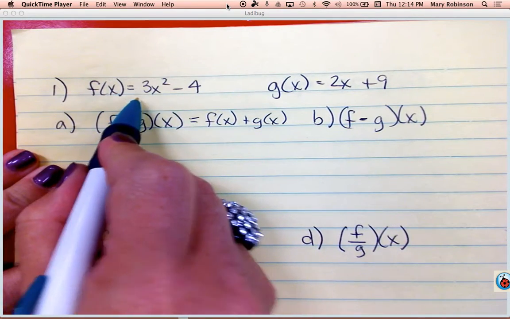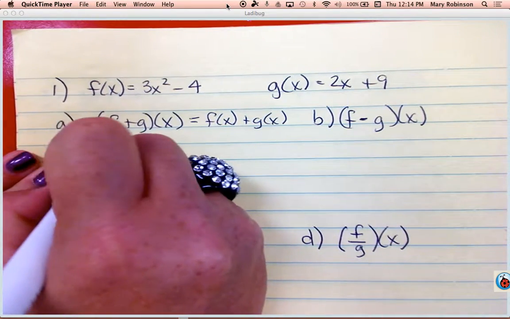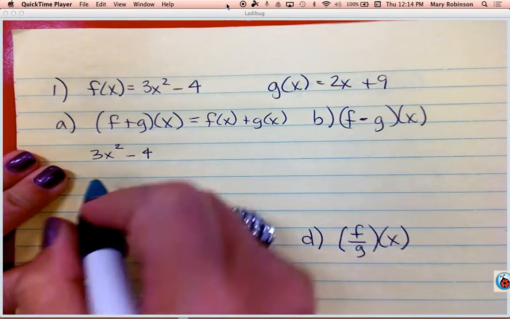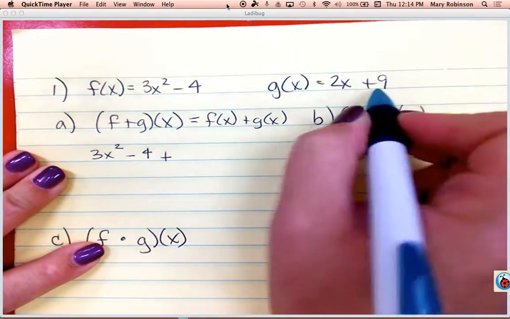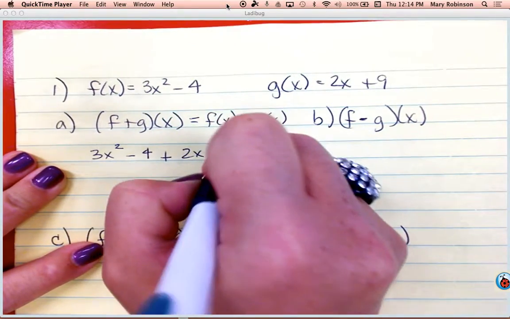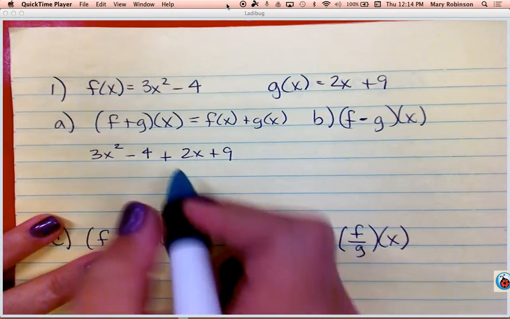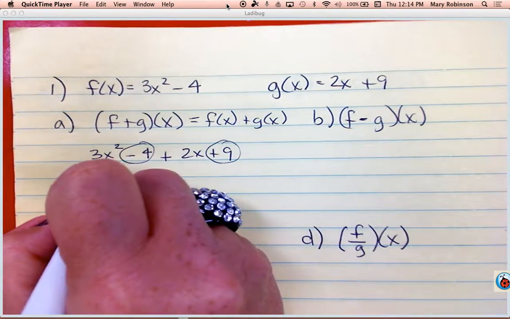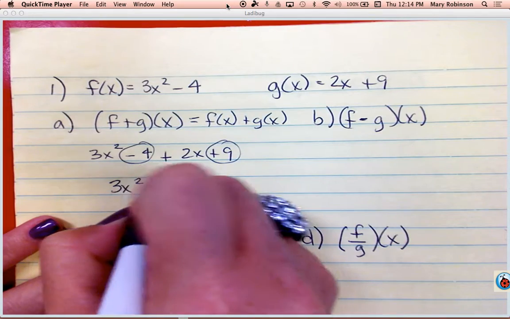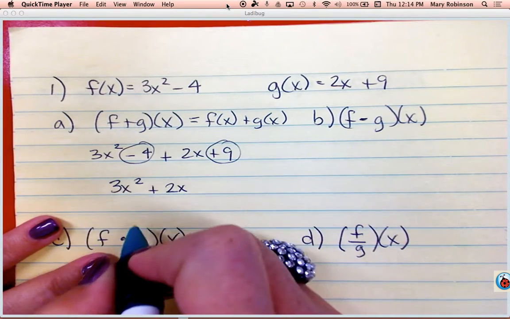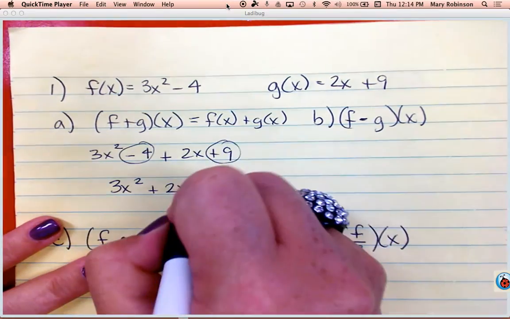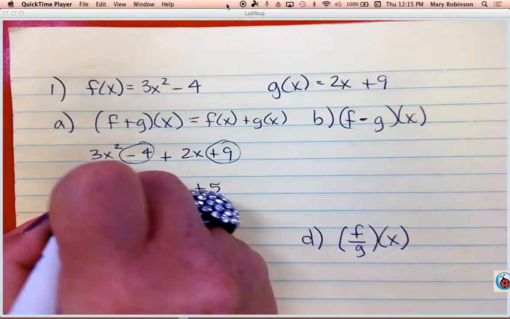So if f of x is defined as 3x squared minus 4, I'm going to add to that the function 2x plus 9. All I need to do from there is identify any like terms and combine them and write the rest of my terms in descending order. So I bring down the 3x squared, the 2x, and negative 4 plus 9 is positive 5. You can put that in your calculator if you need to.